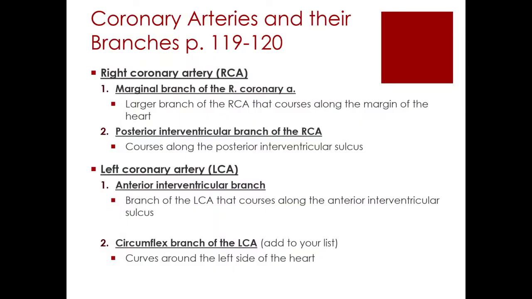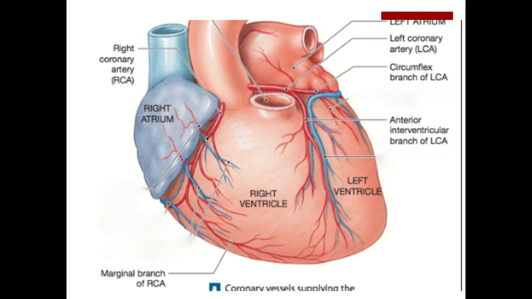Now, the other branch of right coronary artery is called the posterior interventricular branch of the right coronary artery. And this is what's going to go in the sulcus on the backside between the ventricles. So this right coronary artery is still going to continue on. There's our marginal branch coming off again. And then it's still right coronary artery as it continues around to the backside.